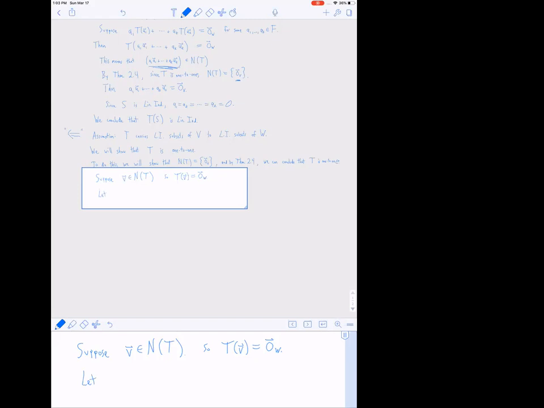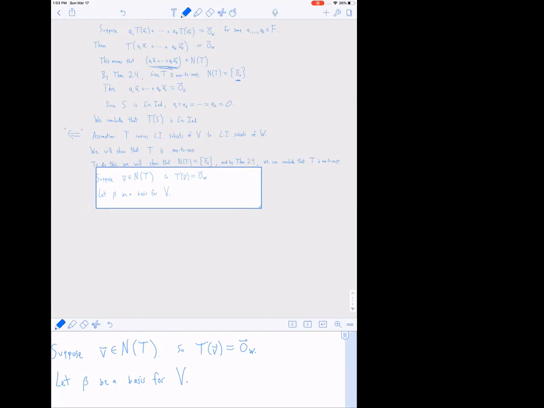let beta be a basis for the vector space V. Then every vector in V can be represented as a linear combination of the vectors from beta. So in particular, this v, which we chose from the null space, well, the null space is also in capital V. So that little v can be represented as a linear combination of the vectors from beta.